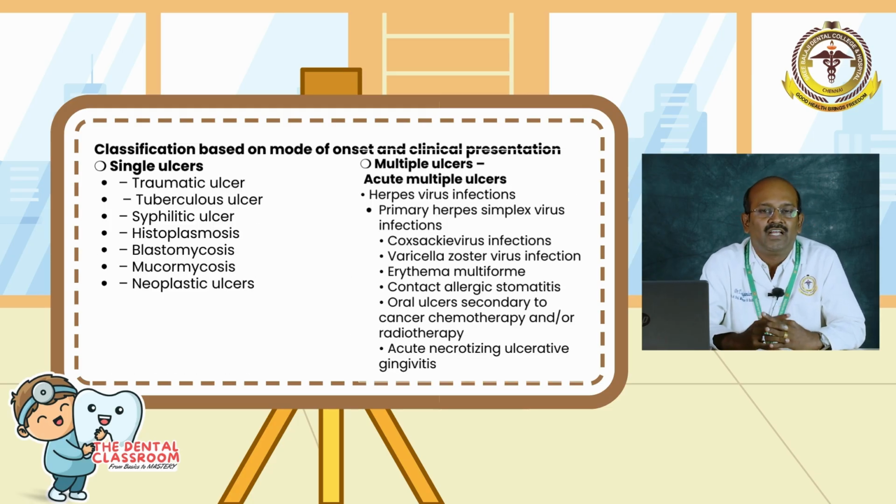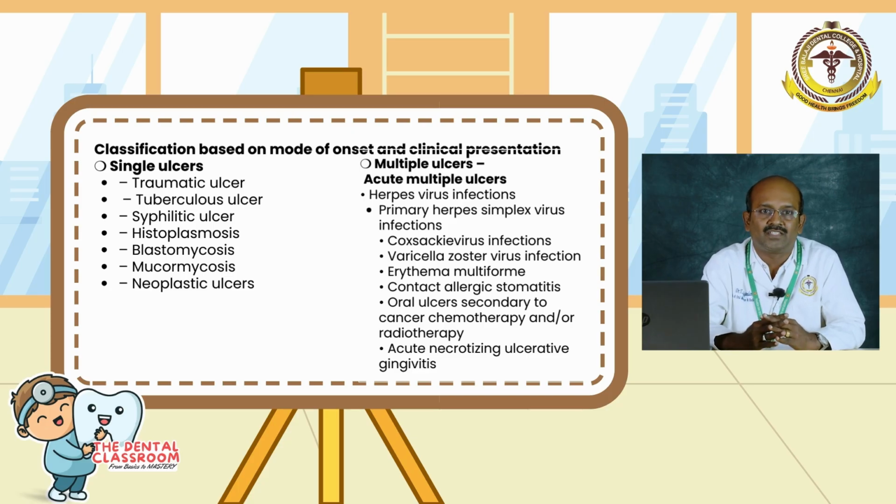So next is classification based on the onset of ulcer, that is a single or solitary ulcer, multiple ulcers, or a recurrent ulcer. In single ulcers, first comes a traumatic ulcer, tuberculous ulcer, syphilitic ulcer, fungal ulcers like histoplasmosis, blastomycosis, mucormycosis, coccidioidomycosis. Then we move on to multiple ulcers. In multiple ulcers, we can divide into acute multiple ulcers and chronic multiple ulcers.